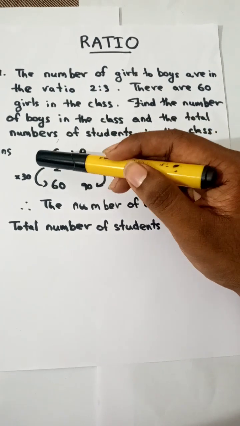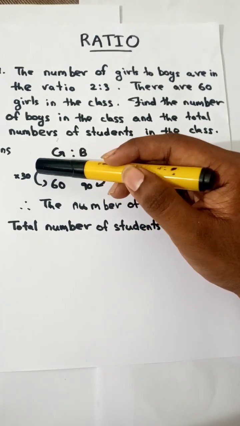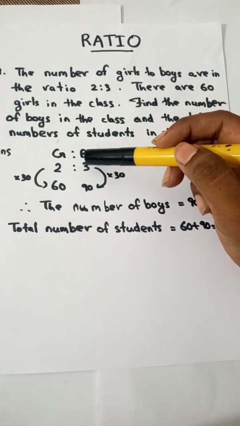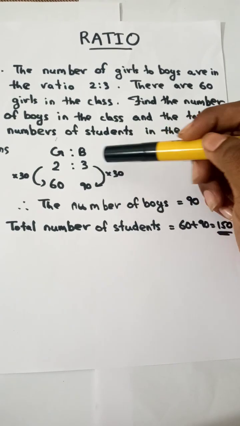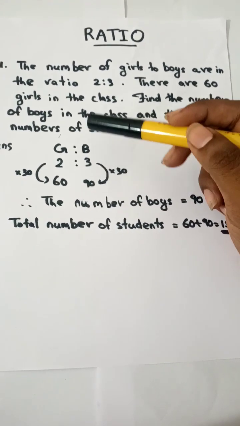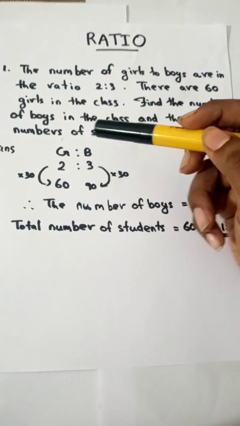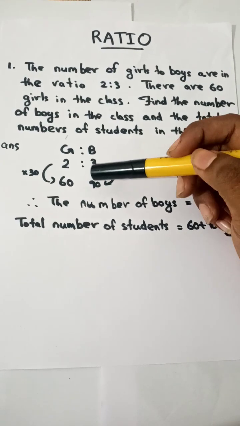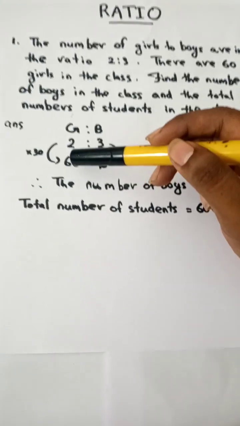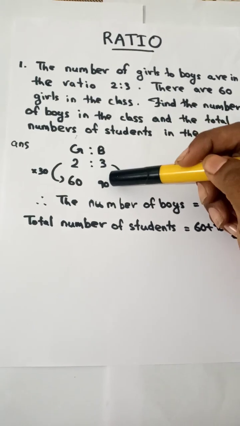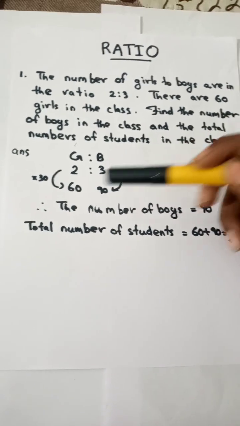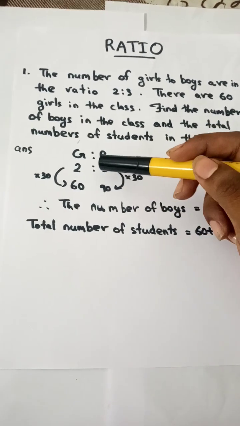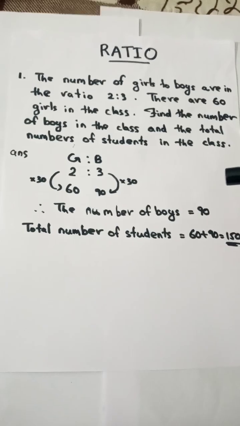So we multiplied 30 in the girls position, so with that same number we want to multiply the number in the boys position, so that we can get the total number of boys in the class. So 2 into 30 is 60, so we want to multiply 3 with the same number 30, and multiplying 3 and 30 we would get 90. So there are 60 girls in the class and 90 boys in that same class. So the number of boys would be 90 and the total number of students in the class would be 60 plus 90, and 60 plus 90 would be 150.